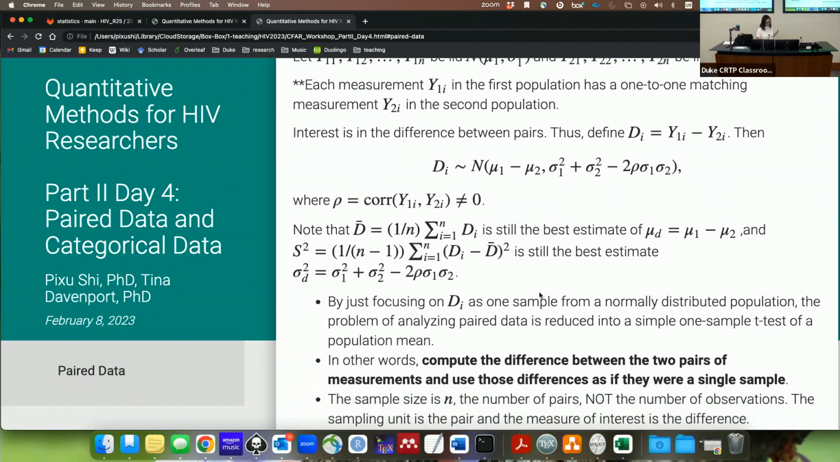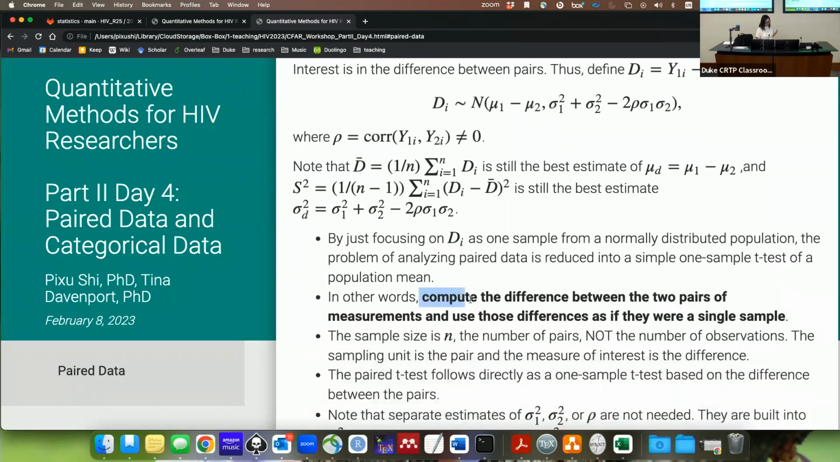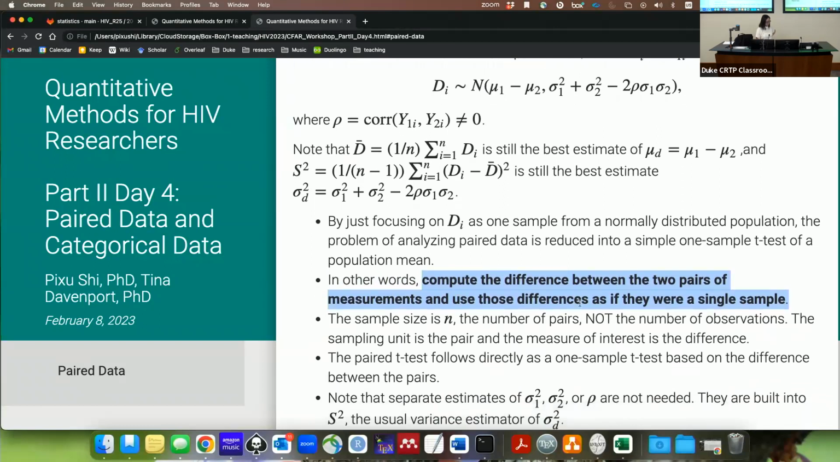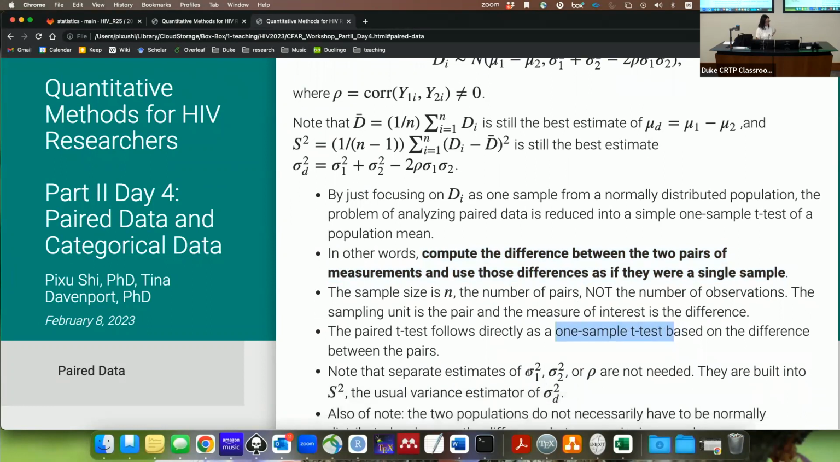So here, I want to emphasize that the philosophy of this paired test is you compute the difference between the pairs and then treat them as single samples, and then you do it using the one sample t-test. There's no need to estimate each one of those components, the sigma 1 squared, the variance of the two groups, the correlation. Those do not need to be estimated for this test because all of them are built into this sample variance.